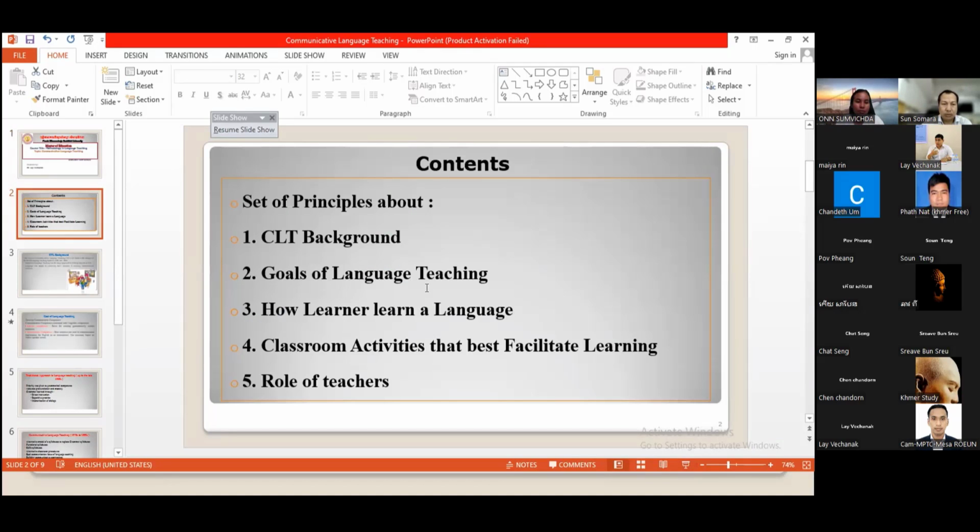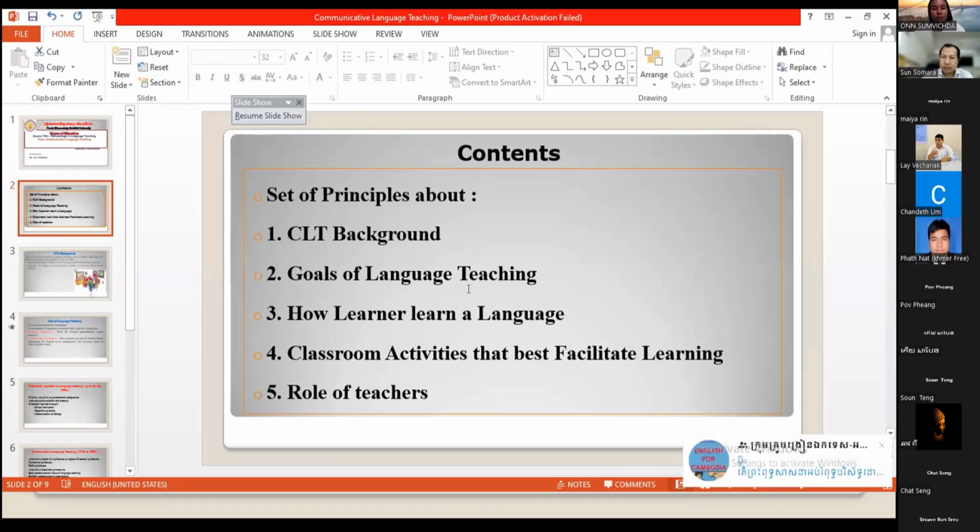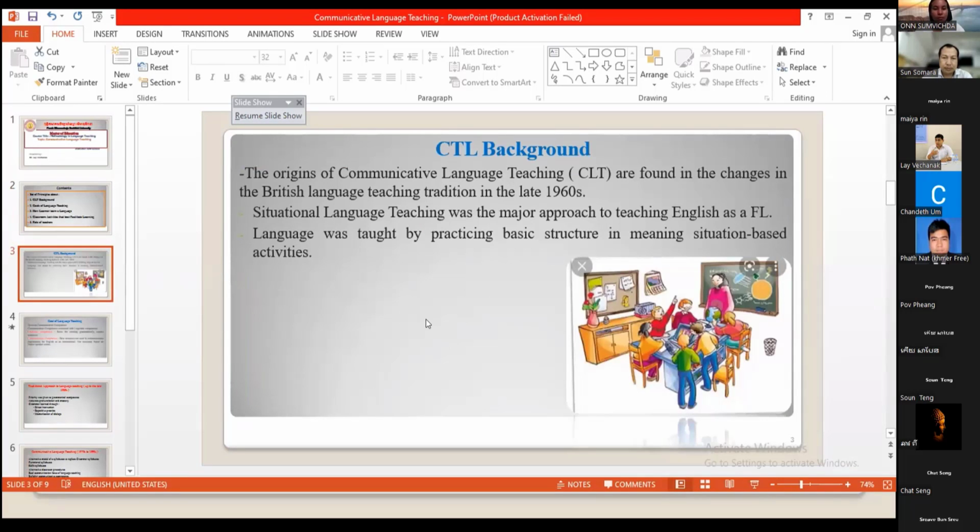Okay, the content of communicative language teaching sets out the principles: one is the CLT background, the second is the goal of language teaching, the third is how learners learn a language, the fourth is classroom activities that best facilitate learning, and the last one is the role of the teacher. So now we go to the first one.